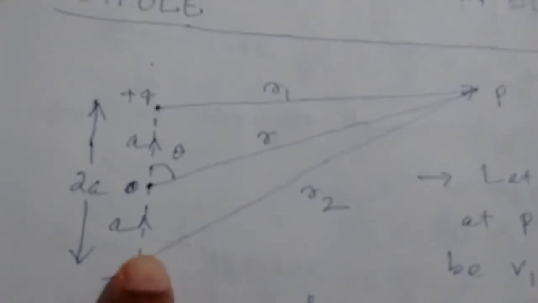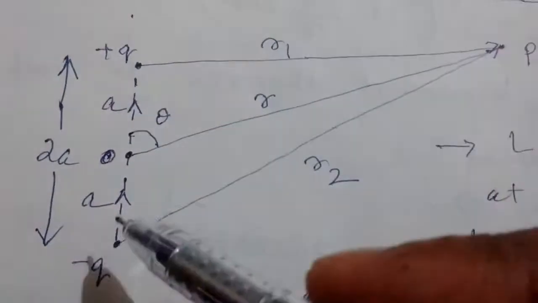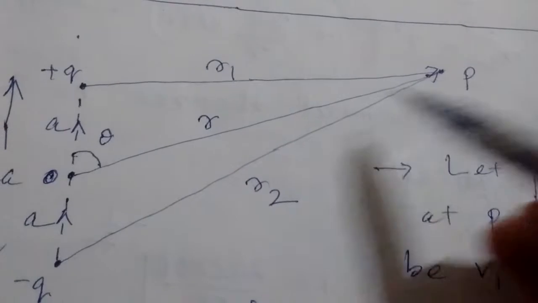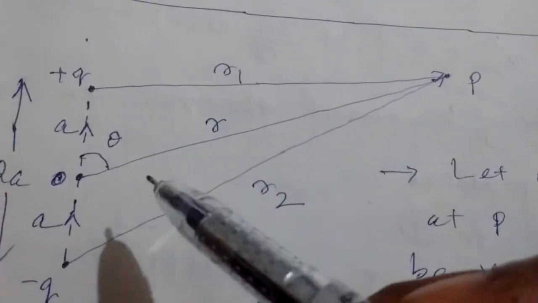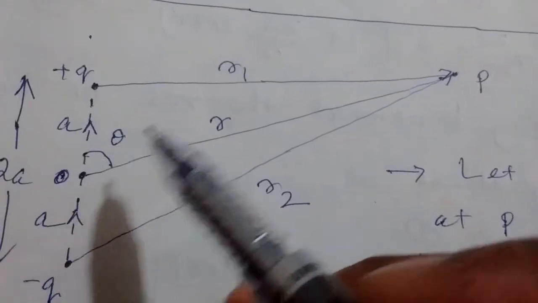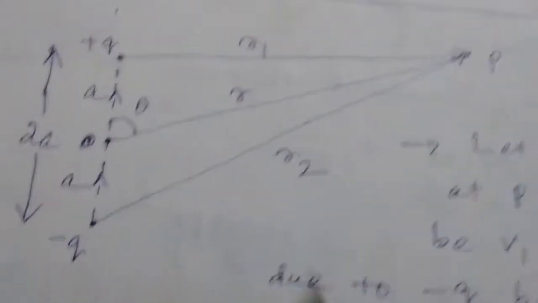Here you look, here is the dipole, plus q, minus q. This is the random point P where we want to find out the potential due to this dipole. As usual, the point P is at a distance r from the center of the dipole, and r1 is the distance from plus q and r2 is the distance from minus q.